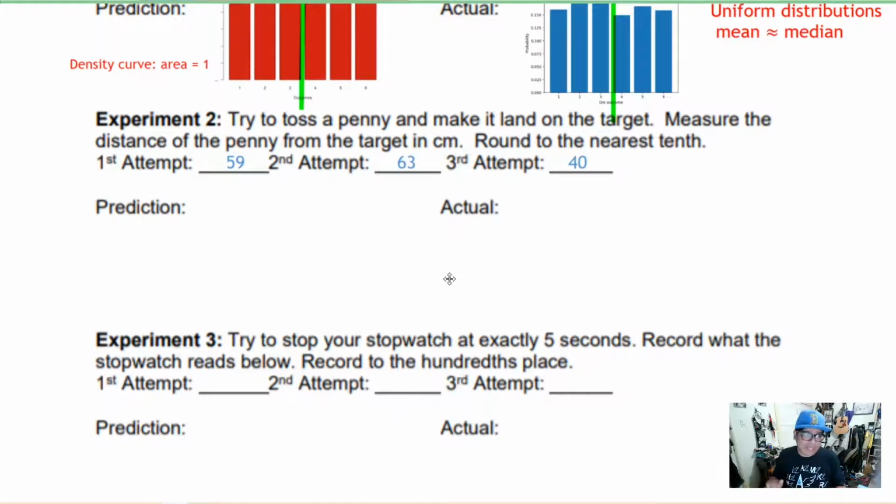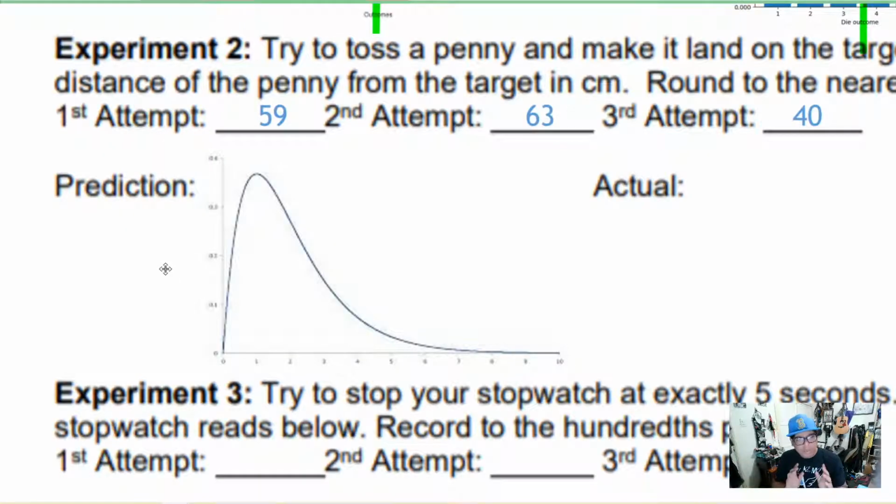So the kids in class, they like to say that they're really good at throwing the penny into the target. So we would expect a lot of students, a lot of the kids in the class, to get close to the target, and very few of them, if any, very far away from that target. So we would expect to see a right skewed distribution.